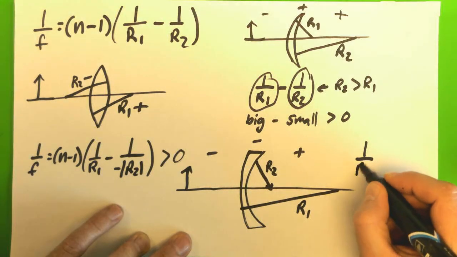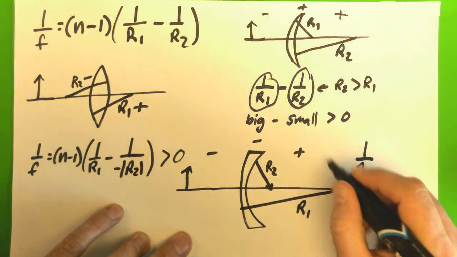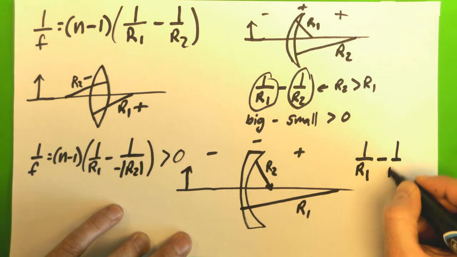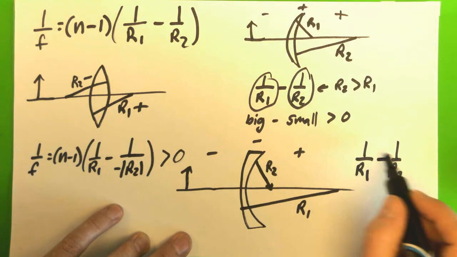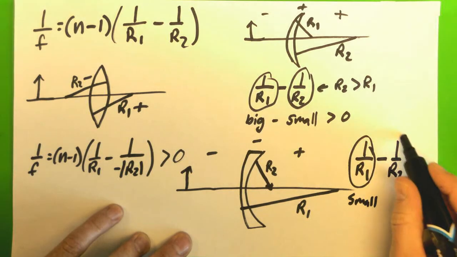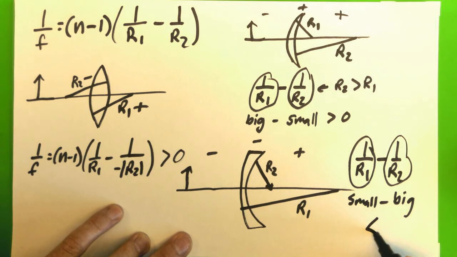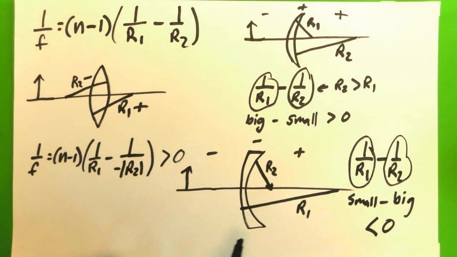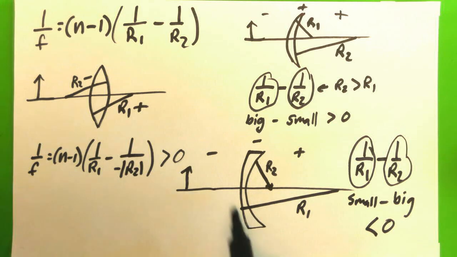So if I do my thing, 1 over R1, they're both positive because they're both in the positive region. 1 over R1 minus 1 over R2. Now, if R1 is bigger than R2, then 1 over R1 is small, and 1 over R2 is big, and small minus big is less than 0, so that is negative. So this lens would give us a negative value, as we suspected, because of our qualitative condition of being thinner in the middle than at the ends.